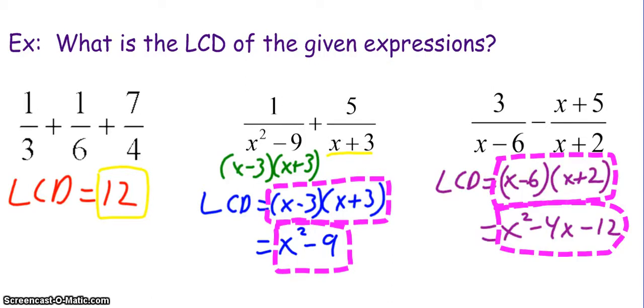Alright, so again, here there are two ways in which you could write the least common denominator. It's either x minus 6 times x plus 2, or if you multiply that out, you get x squared minus 4x minus 12. And again, we're looking at what the simplest expression is that has both of these denominators as a factor. Since these denominators are independent of each other, we have to just write the product of those two denominators.